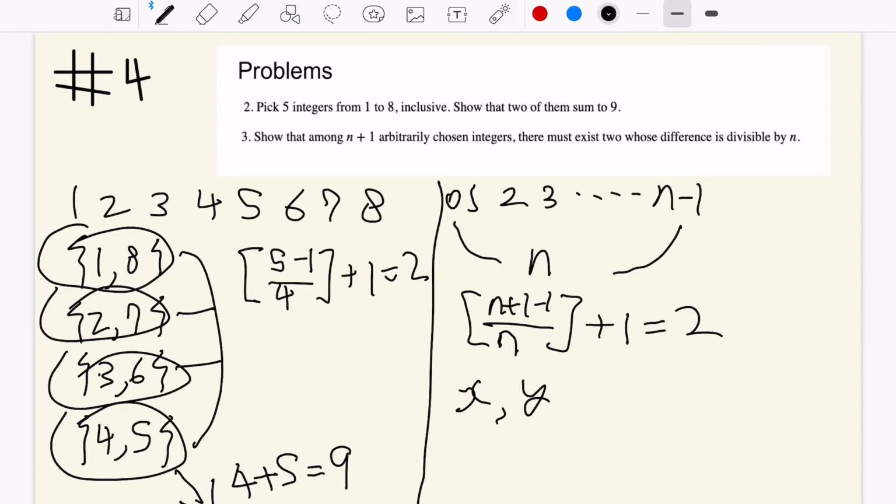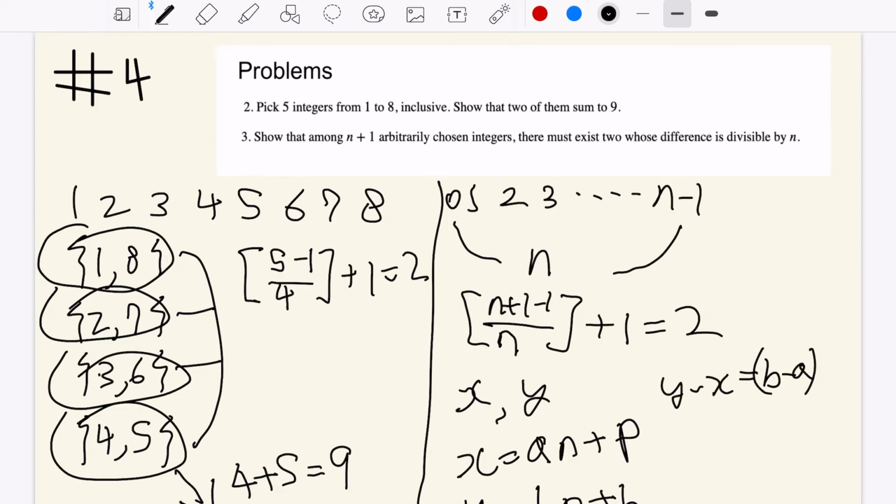And therefore, x can be written as an plus p and y can be written as bn plus p. If we take their difference, y minus x equals (b minus a) times n, and therefore this is divisible by n. So there must exist two integers whose difference is divisible by n. This is how to apply pigeonhole principles to these combinatoric problems.